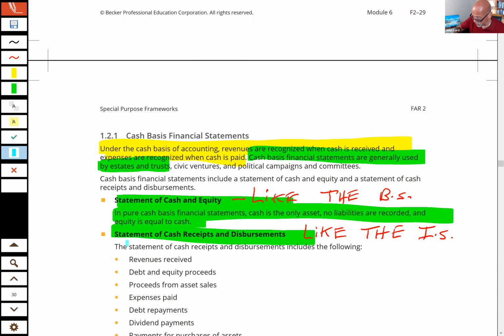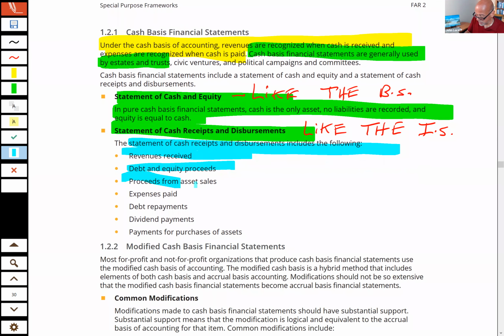Okay. Anyway, we come over and the statement of cash receipts and disbursements includes the following: revenue received, debt and equity proceeds, proceeds from asset sales, expenses paid, debt repayments, dividend payments, okay, payments for purchases of assets. So you look at that and you're like, on an income statement, really? Yeah, that's cash basis. If we purchase equipment under accrual basis, don't you dare put that on the income statement, right? Cash basis, those are the kinds of things that you're going to be reporting on the income statement.